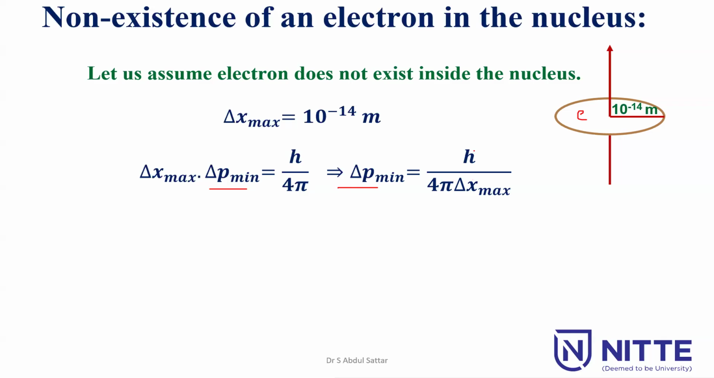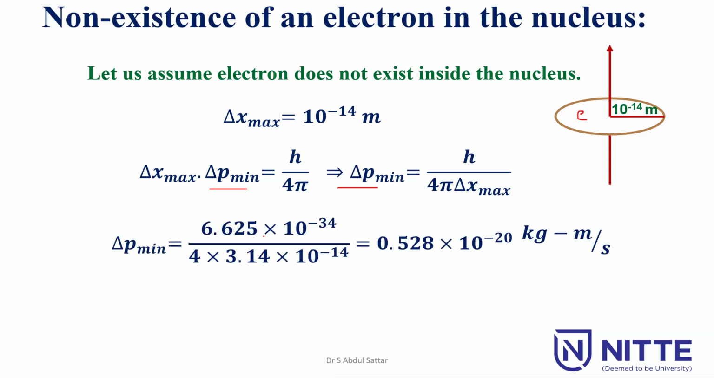And h equal to 6.625 into 10 power minus 34 joule second, and pi value 3.14. Substitute all those values here. What we will get for delta p minimum is 0.528 into 10 power minus 20 kg meters per second. So if delta p is the minimum uncertainty in the momentum, then what is the p minimum value? What is the minimum momentum value?